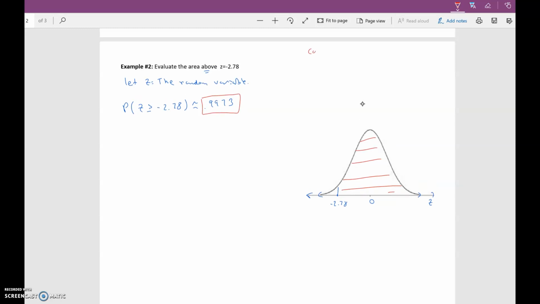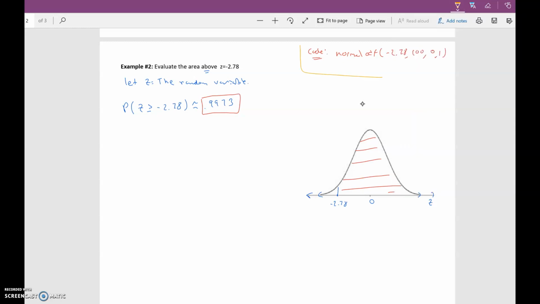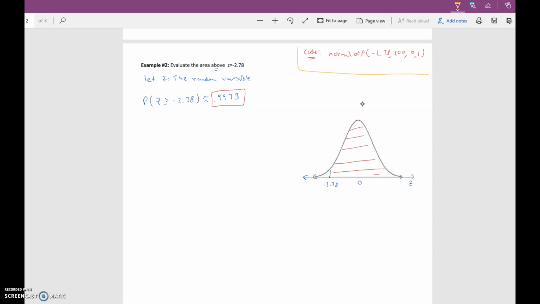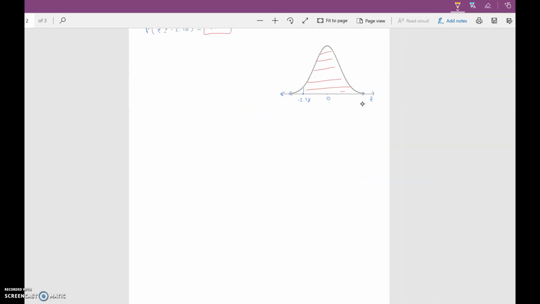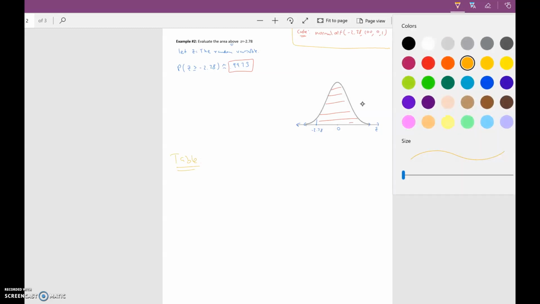Let me just write the code to the side. And in this case, it'll be normal CDF from negative 2.78 to an upper bound of 100, and then mean 0 and standard deviation 1. I'm just putting the code to the side so that you have it as a reference. That's it if you're using the calculator. Now, let me do at the bottom the steps if you would have used the table. And it's not necessary to do both on any regular problem.